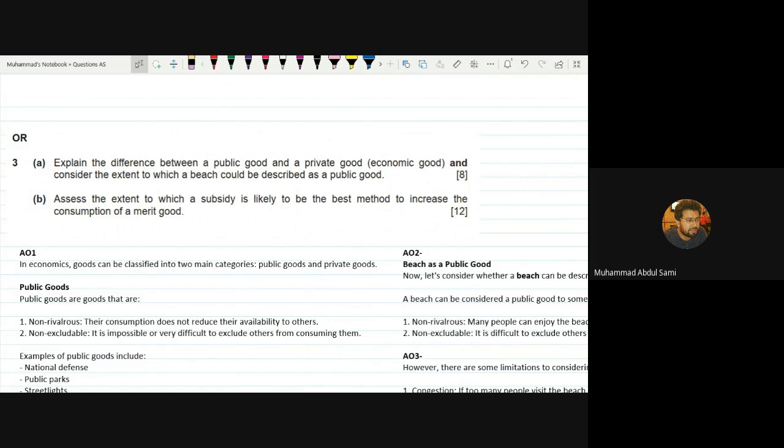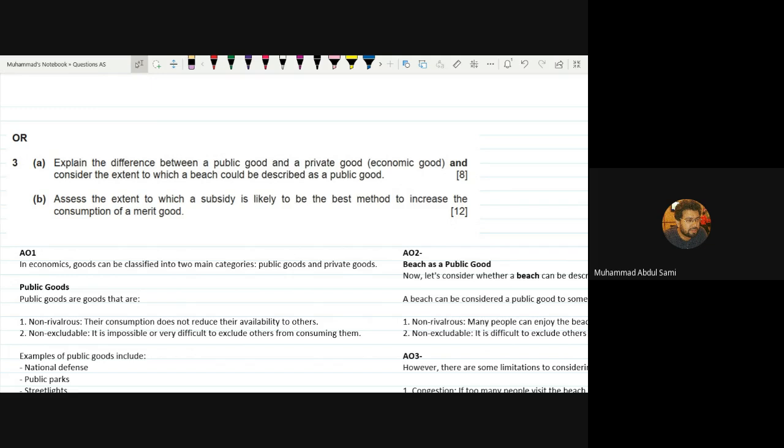Now, moving on to March 2025, question number 3, part B. Assess the extent to which a subsidy is likely to be the best method. I emphasize the best. You should underline the word best. So, assess the extent to which a subsidy is likely to be the best method to increase the consumption of a merit good. To review the concept of subsidy, a subsidy is a grant given by the government to the producers to lower its cost, right? And within the merit goods, we have education and healthcare. So this is the merit good, also known as the private good.